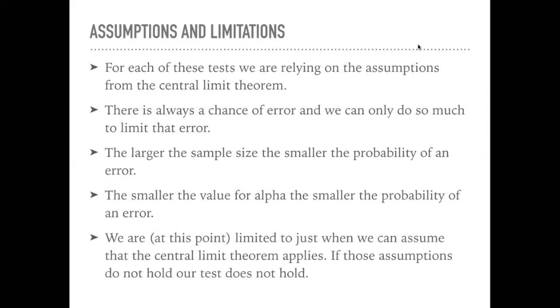We are at this point limited to just when we can assume the central limit theorem applies. And if those assumptions do not hold, then our test does not hold. And right now we're just looking at a data value or a statistic compared to a number, testing to see if that's correct or not. We're not able to compare 2 parameters to each other at this point. We're going to get there in the next couple chapters. But right now we're just saying, okay, is this parameter equal to this, not equal to this? Is it greater than this, less than this, greater than equal to this, less than equal to this? That's where we're limited to at this point.